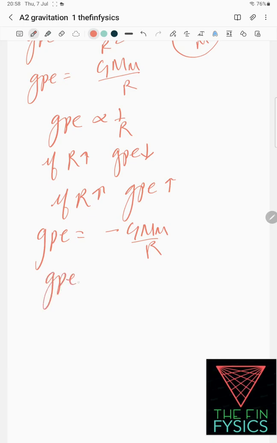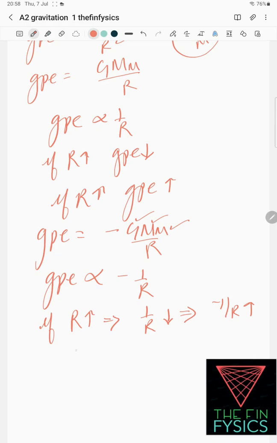Now if I relate my GPE, see, my G is a constant, mass of the earth is a constant, mass of any other object that you are raising will be a constant. So GPE becomes proportional to 1 over r with a negative sign, which means if your r is increasing, 1 over r will decrease, but minus 1 over r is going to increase. Therefore your GPE is going to increase.